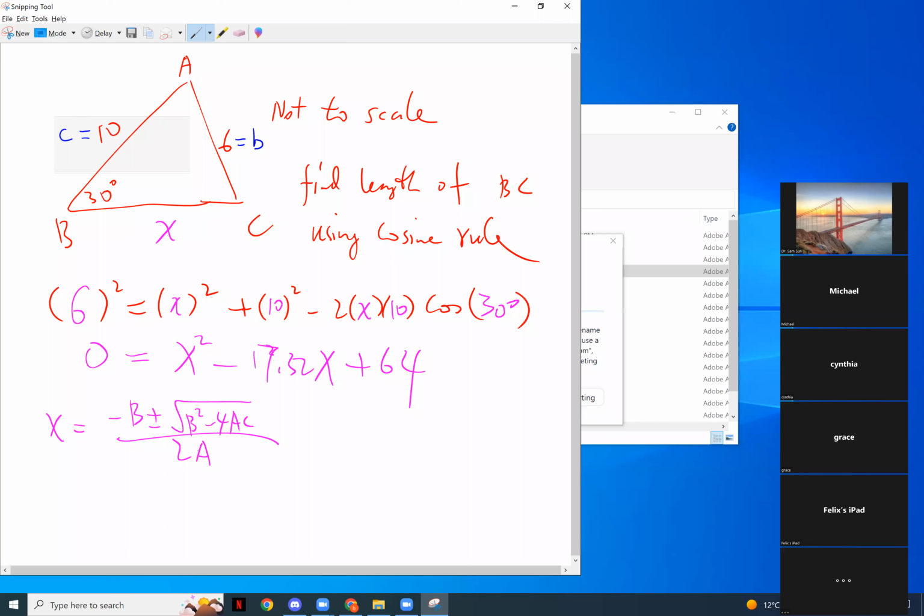What's your value for x? Because we got 17.32 plus or minus the square root of 17.32 squared minus 4ac, like this one, divided by 2. Using calculator, if we need 3sf, what's your value? Should be positive.